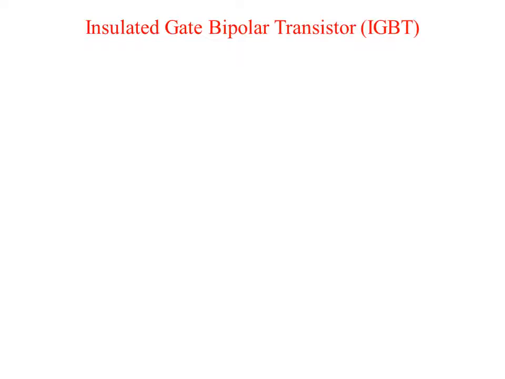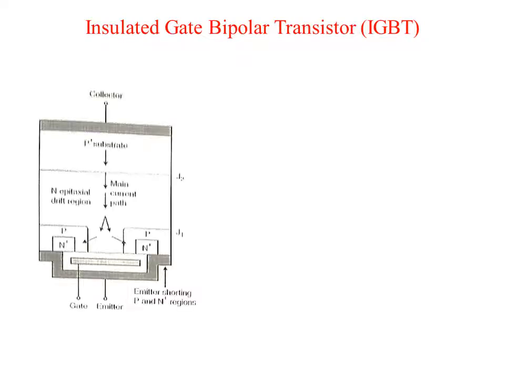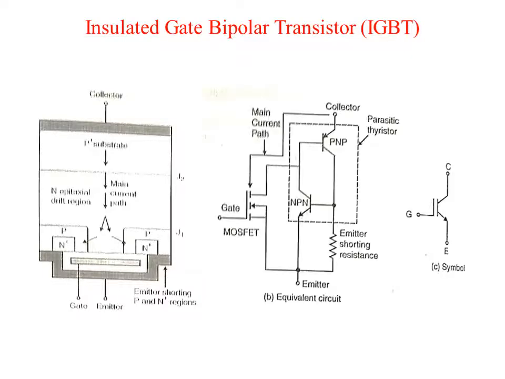Insulated gate bipolar transistor, that is IGBT. Figure A shows the structure of insulated gate bipolar transistor. Figure B and C show the equivalent circuit diagram and symbol.